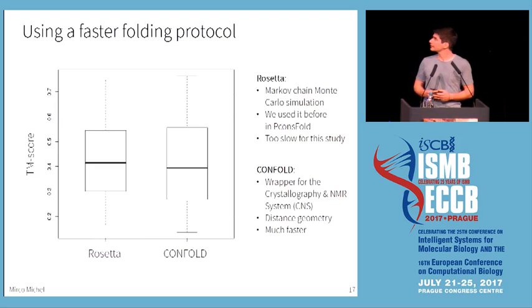But luckily, there's a method called Confold, which wraps around the Crystallography and NMR System, CNS, and makes it really easy and nice to use with contacts. It uses a distance geometry approach to basically fit the atoms of the protein against the restraints from the contact map, and it's much, much faster. In this case, it's about 100 times faster than Rosetta, and the difference in TM score is not that much, so that's why we decided to use Confold for this study.